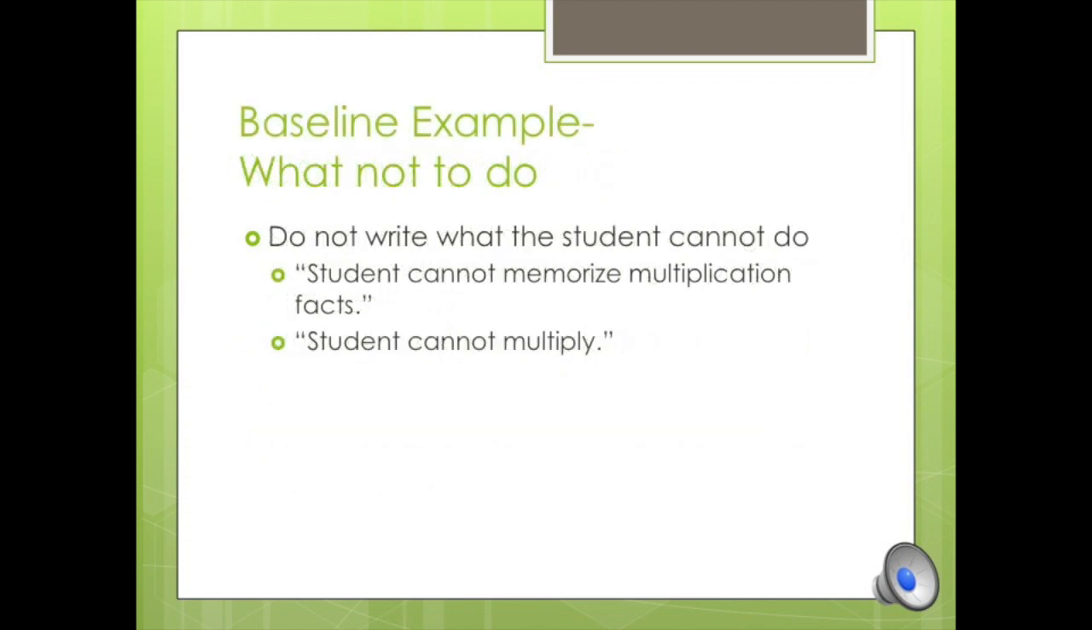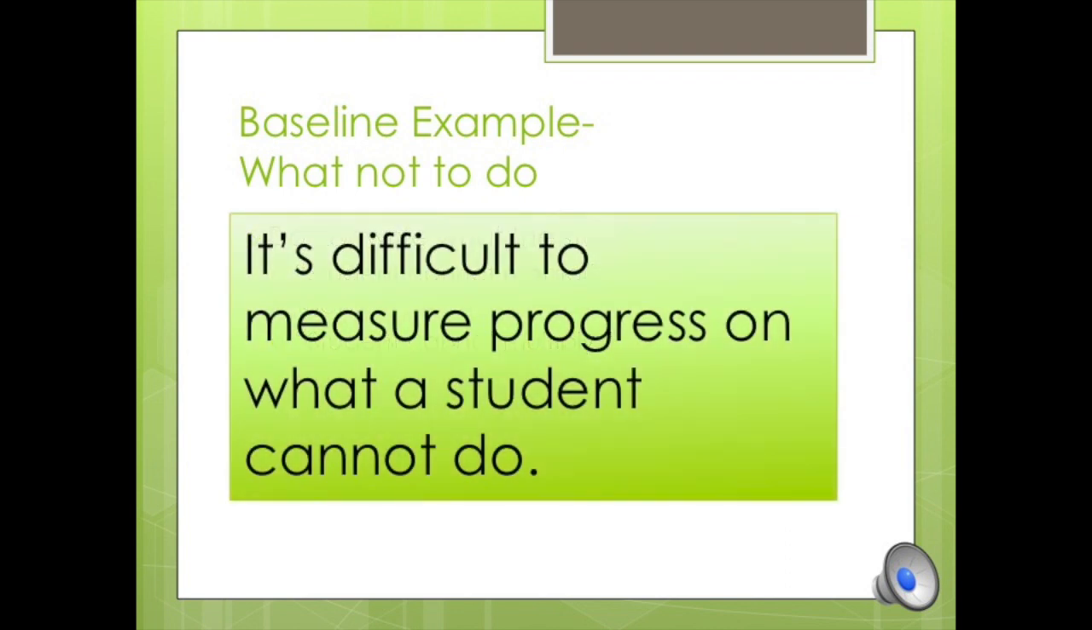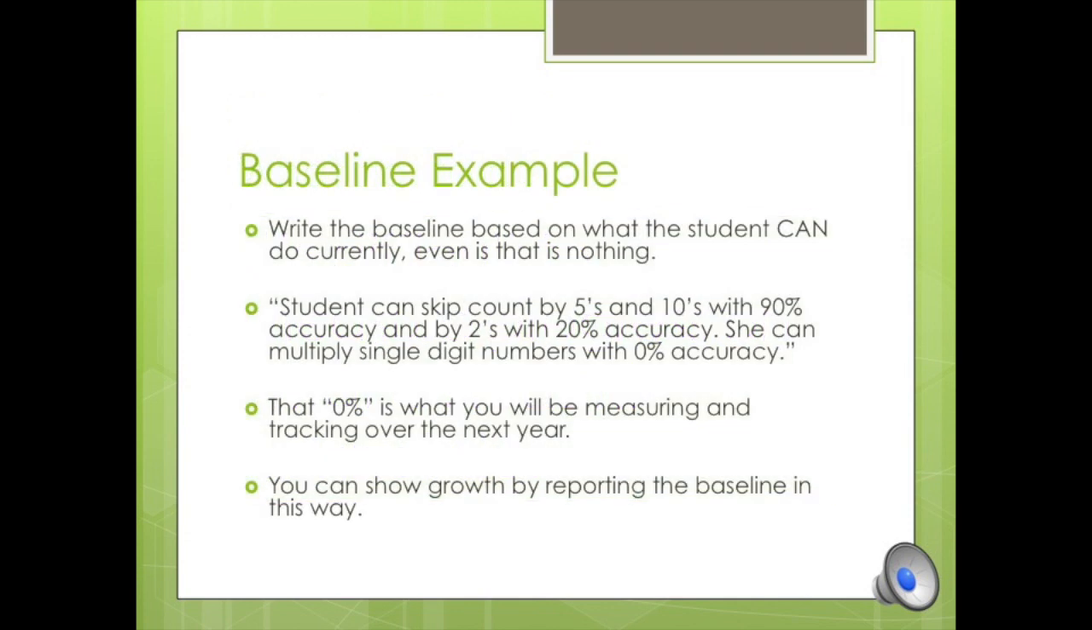I want to take a second here to talk about what not to do. Don't write that the student cannot do something in your baseline. For example, student cannot memorize multiplication facts or student cannot multiply. It's really difficult to measure progress on what a student cannot do. Write your baseline on what the student can do currently, even if that is nothing.